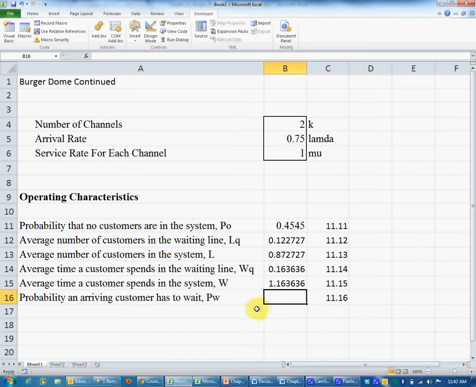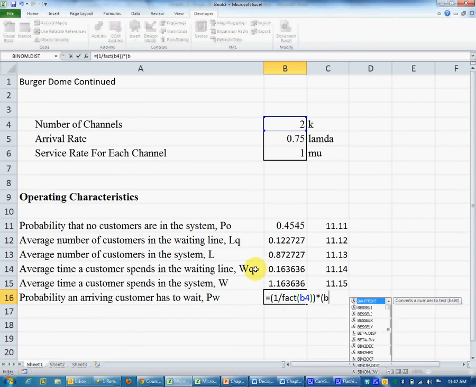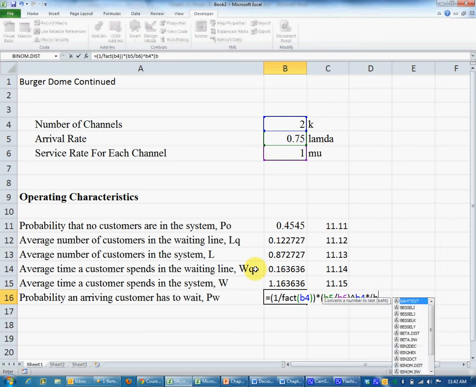an arriving customer has to wait, PW, this is a long one, equals, if anybody's having trouble, let me know. Okay. Open 1 divided by factorial, open B4, double close, times open B5, divided by B6, close, to the power of B4, times open B4 times B6 divided by open B4 times B6.